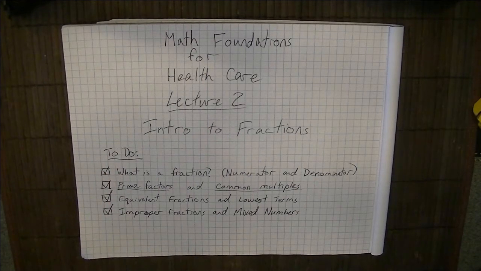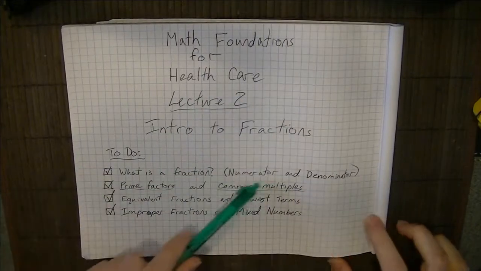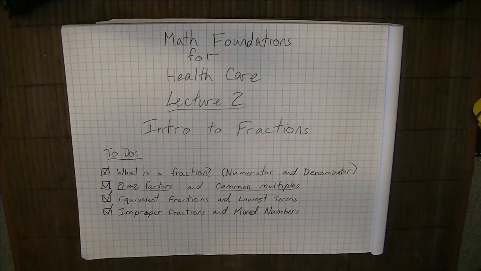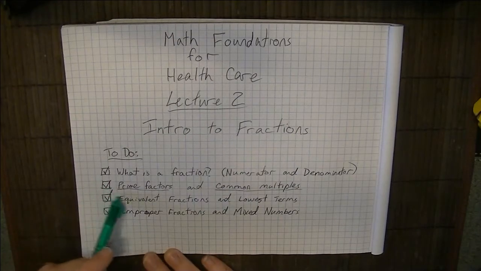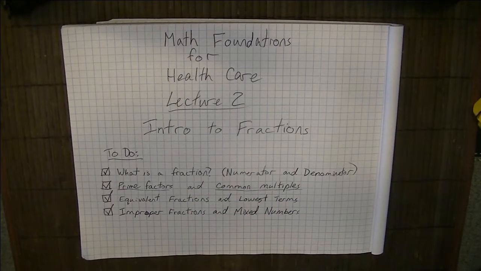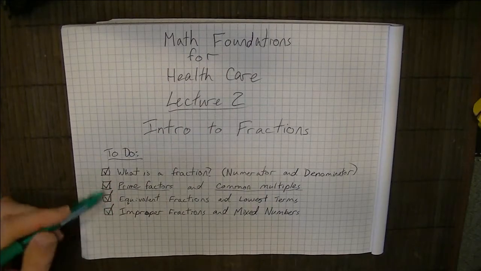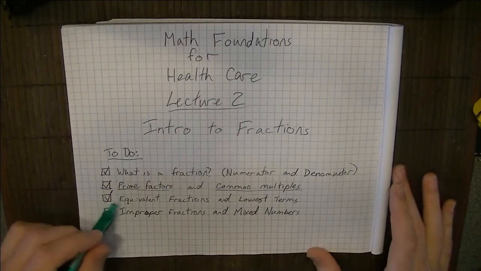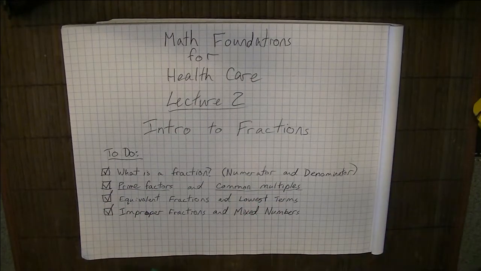So to sum up, we have figured out what a fraction is. We talked about numerators and denominators. We also talked about the fraction line, which is technically called the vinculum, but you won't need to remember that, and I will never be testing you on it. Right, we talked about prime factors and common multiples, and we showed that they're very useful and they will come in handy throughout our talking about fractions. Equivalent fractions in lowest terms, we discussed that, and we talked about improper fractions and mixed numbers.